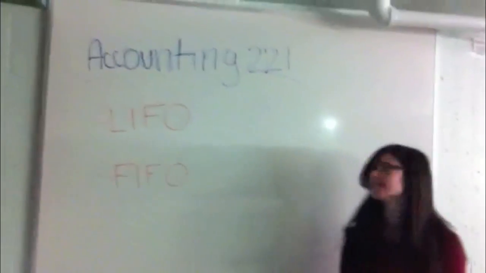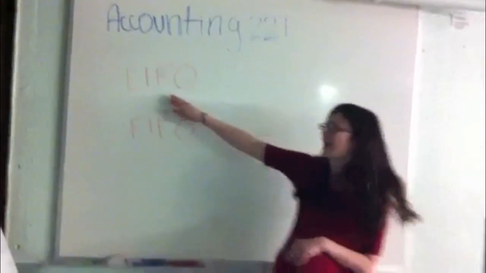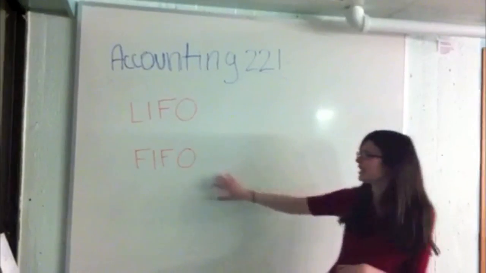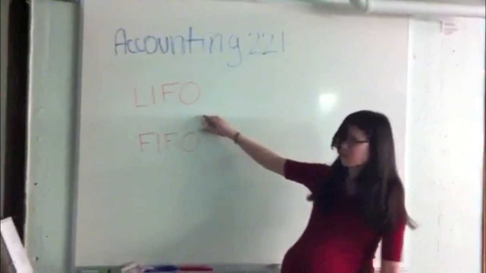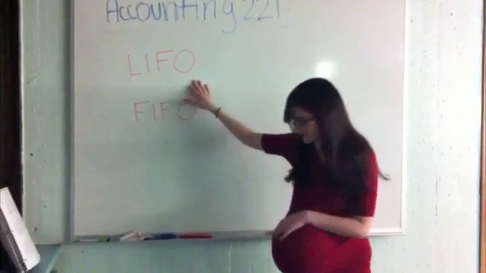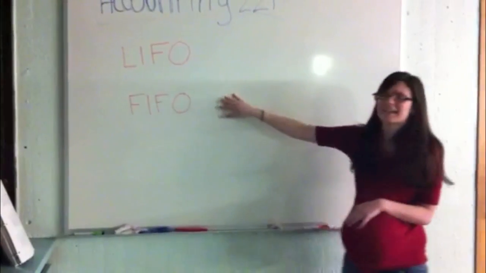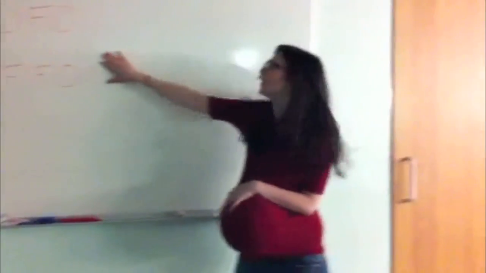So, anyways, LIFO and FIFO. LIFO means last in, first out, and FIFO means first in, first out. For example, if you're working at a Bed Bath & Beyond and you have a bunch of mirrors, the last thing you get in, say, December as opposed to January is what you sell first.